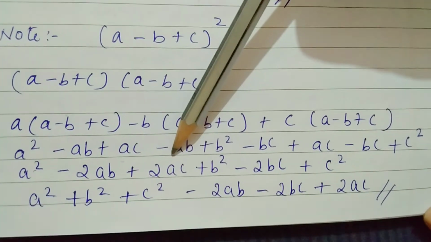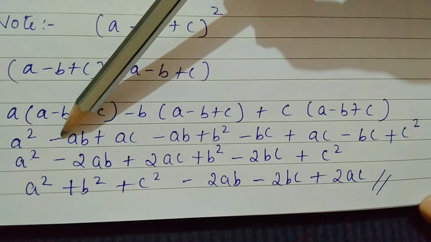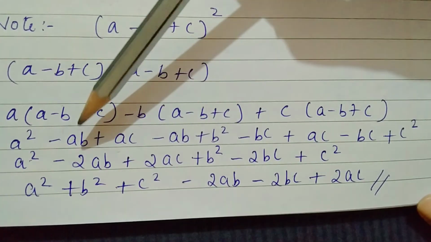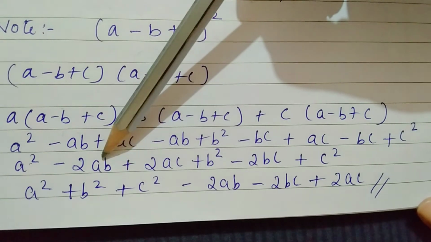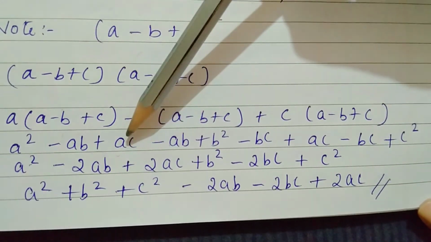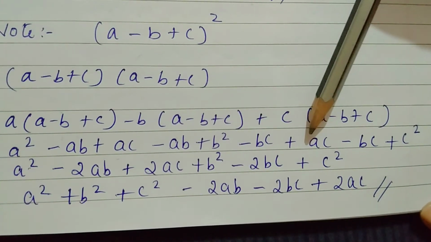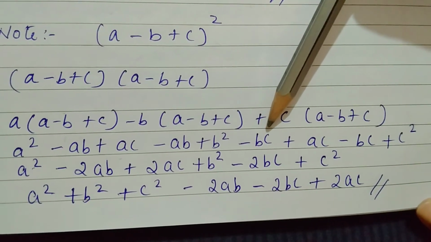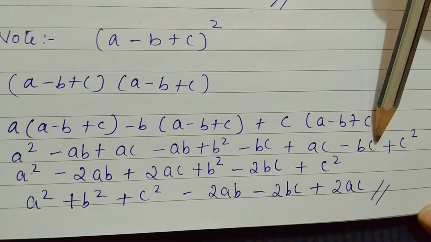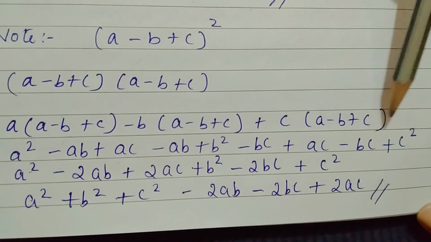So we have to sum it. We have to add it. So a square, minus ab and minus ab is minus 2ab, plus ac plus ac is 2ac, plus b square, minus bc and minus bc is minus 2bc, plus c square.